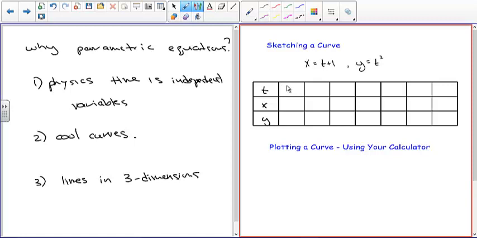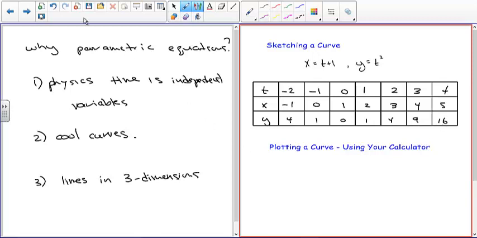So I'm just going to pick some t values. I'm going to start at -2, -1, 0, 1, 2, 3, 4. So x is t plus 1, which is going to be -1, 0, 1, 2, 3. So I'm just adding 1 to t. And y is t squared. So this will be 4, 1, 0, 1, 4, 9, 16.